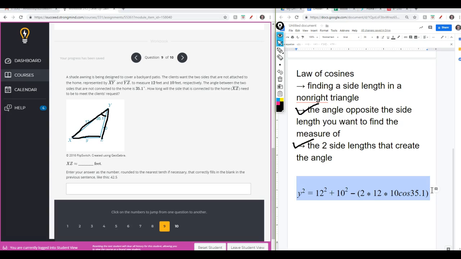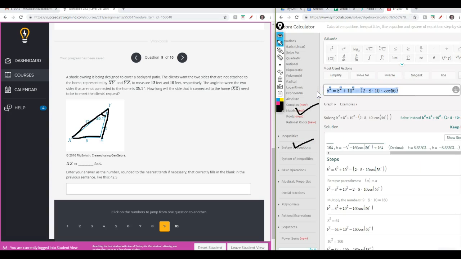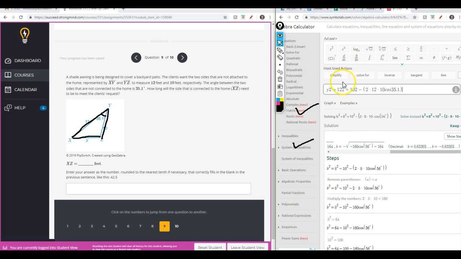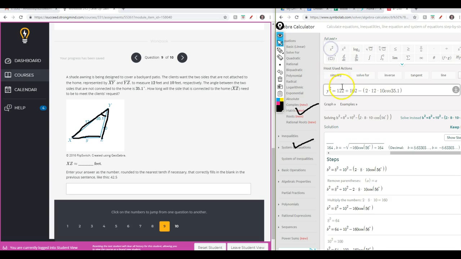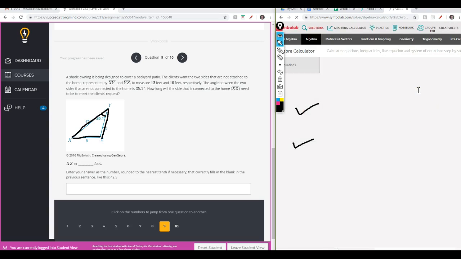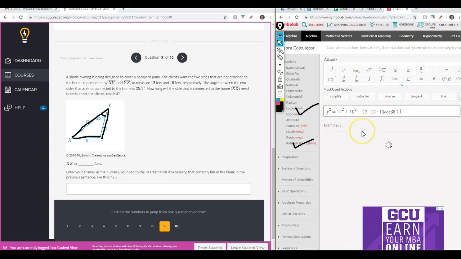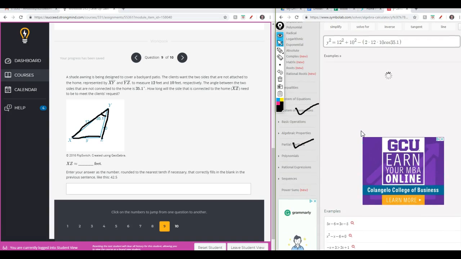So then I would copy this and right there we have y being squared, we have 12 being squared, we have 10 being squared. So just make sure your squares copy over, or you could just type it all originally into here. And then this is going to simplify it for us.